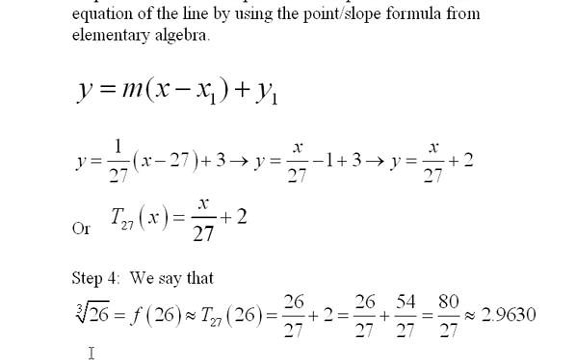We say that the cube root of 26 is f of 26, because f of x is the cube root of x. But it's also approximately the tangent line we found at 27 evaluated at 26, which when we simplify we get 80 over 27 right here. Okay, 80 over 27. Now I popped that into a calculator to 5 digits and got 2.9630, but 80 over 27 is the exact answer.